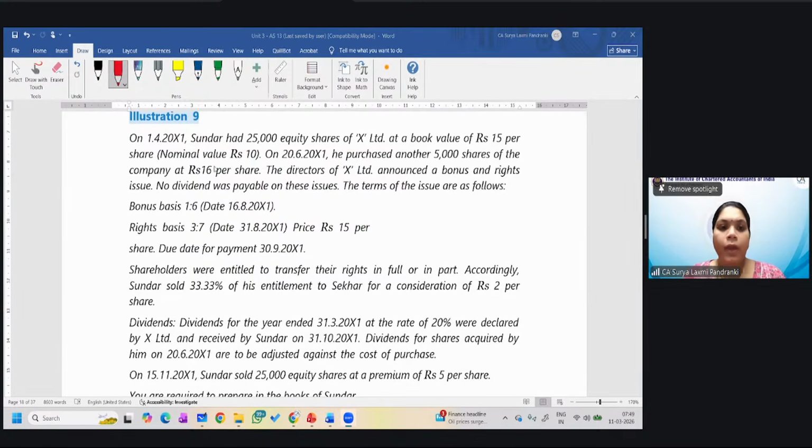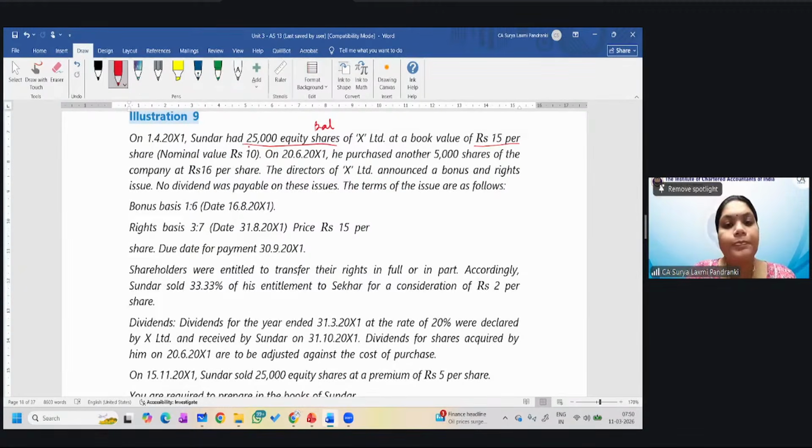Okay, let us do this question. So what is given on 1st April? Sundar had 25,000 equity shares of X Limited at book value 15 per share. Now, these 25,000 equity shares are not purchased now. This is not a purchase on 1st April. This is a balancing figure that we already have. It was purchased a long time back, maybe last year. We don't know the date of purchase, but today when we are starting the investment account, the balance you have is 25,000 equity shares with a book value of 15 per share.